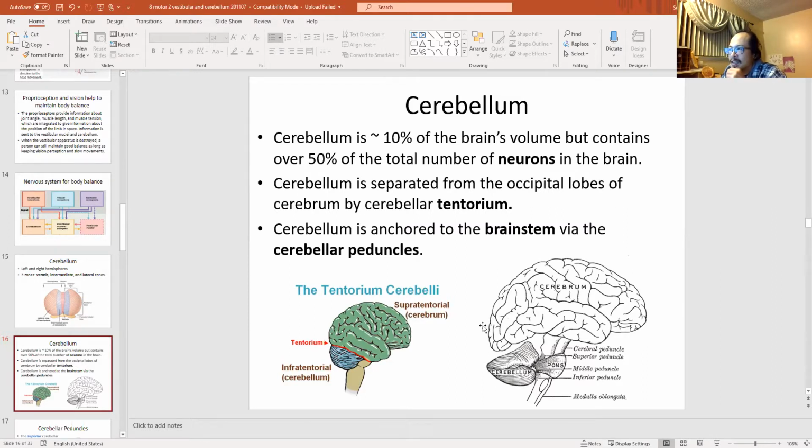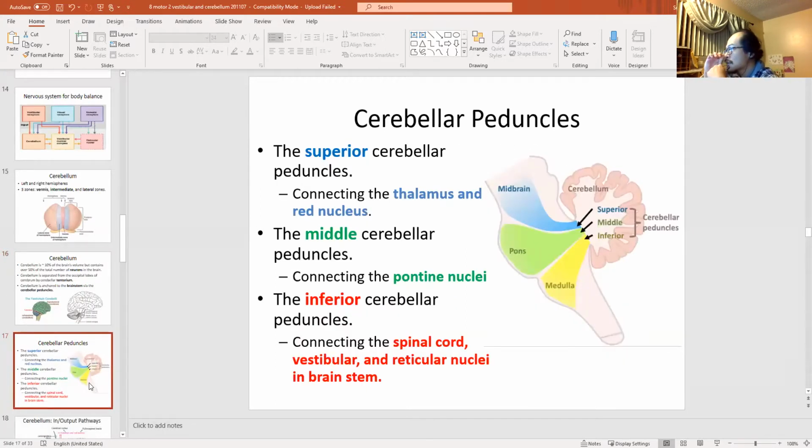The cerebellum is separated from the occipital lobe by the tentorium, and the bridge between the cerebellum and the brainstem is the cerebellar peduncles. So let's look into these peduncles. There are three pairs because the cerebellum has two hemispheres. We have the superior, middle, and inferior. So we need to know what their input and output are.